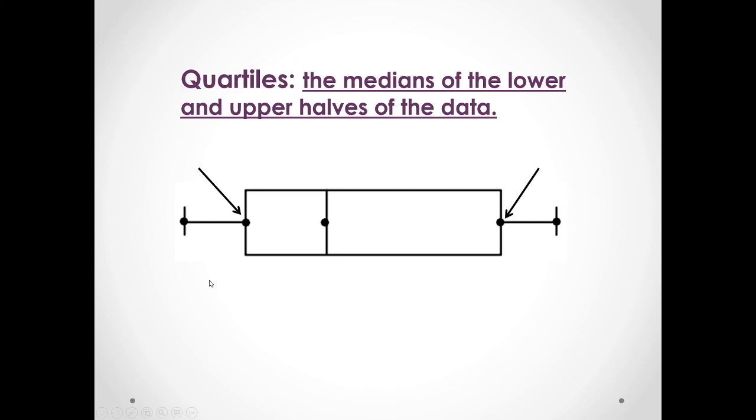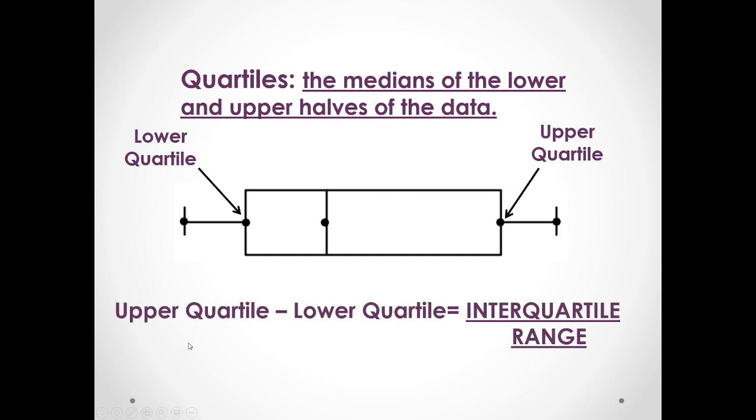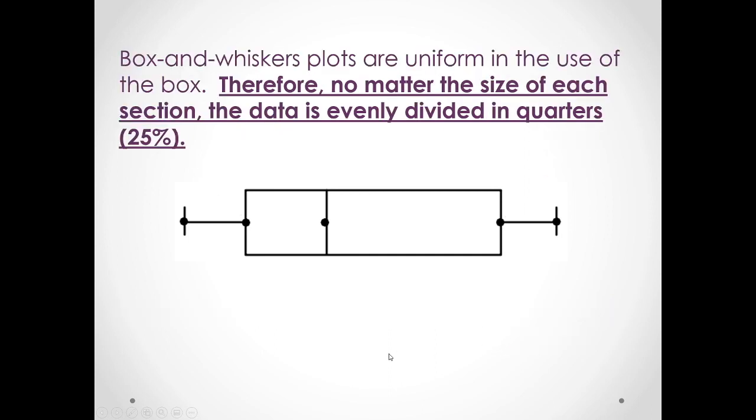Everything here is divided into quartiles. We have 1, 2, 3, 4 areas, making it quartiles. So we have a lower quartile and an upper quartile. This is the lower extreme. This is the lower quartile. Try not to get those confused. This is the upper extreme, and this is the upper quartile. If we subtract those, we get what's known as the interquartile range. It's just the range from this value to this value. You will see this abbreviated as the IQR, just so you're aware of that.